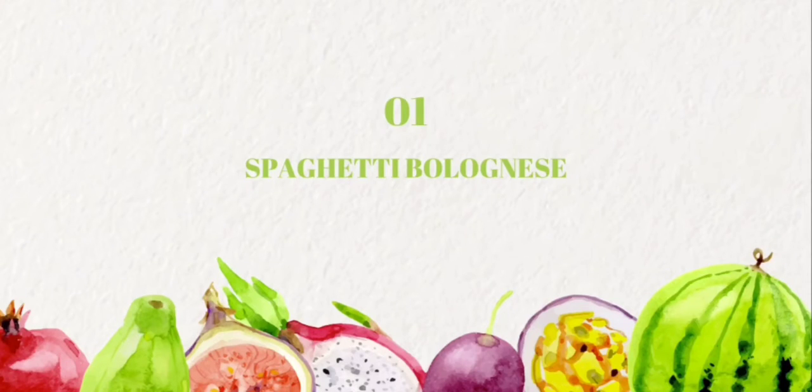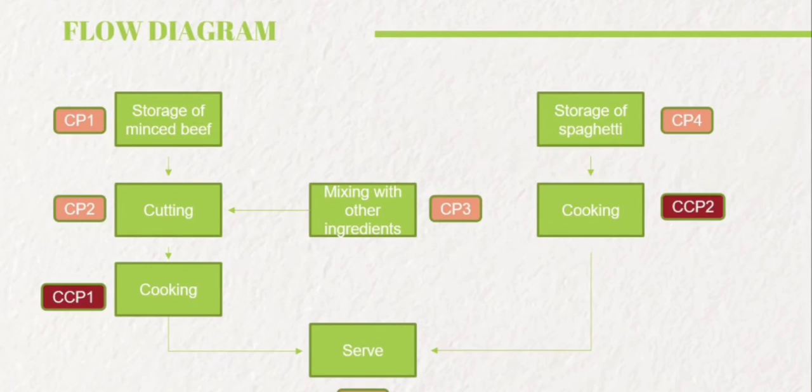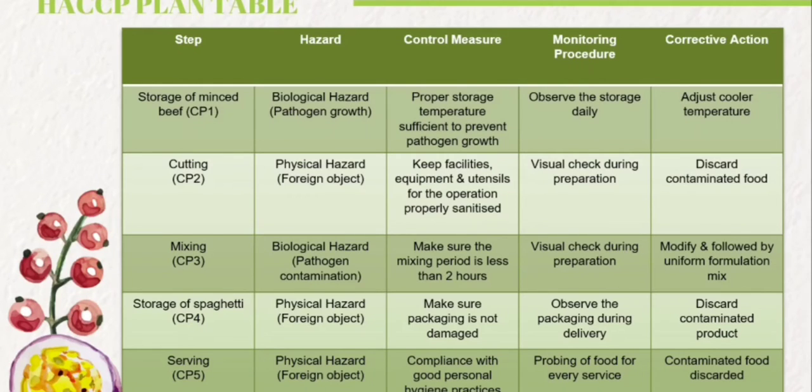The dinner menu that we suggest for Crohn's disease patient is spaghetti bolognese, blueberry muffin, and also some banana smoothie. Spaghetti bolognese, this is the flow diagram. First, we have storage of minced beef, cutting, mixing with other ingredients, cooking, and there is also storage of spaghetti, cooking, and lastly served with the sauce. For the HACCP plan table, in the first step, which is storage of minced beef, the control measure is proper storage temperature sufficient to prevent pathogen growth, and the monitoring procedure is observe the storage daily. So the corrective action is adjust cooler temperature.